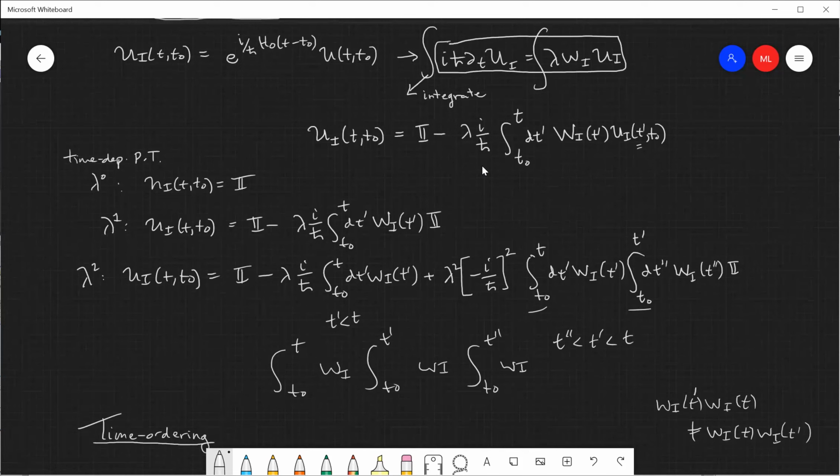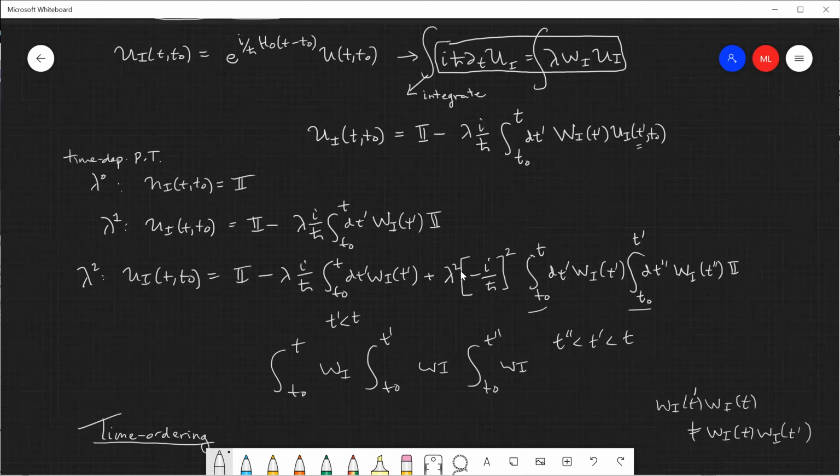At each order, I just plug in the previous order instead of u of I here. So first, nothing, say identity plus 0. Next step, identity minus this integral. And then I substitute, instead of ui, I plug in this previous step. Next step, I do identity minus this integral, and instead of ui, I put in this previous step. So it would be the identity, which just gives me this integral, minus lambda I over h bar.